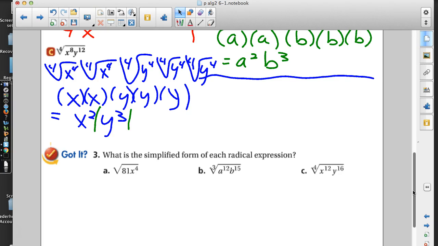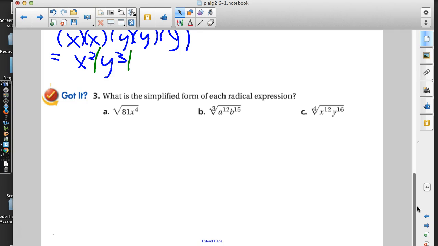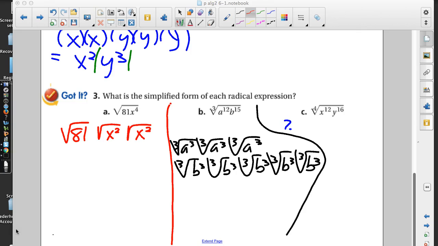So with your partner, A, B, and C, those are yours. Take a peek. See what you can do. That is what? 9. And what did you get when you took the square root of x squared times the square root of x squared? X squared. Did that require absolute value bars? No. Even index, even power.